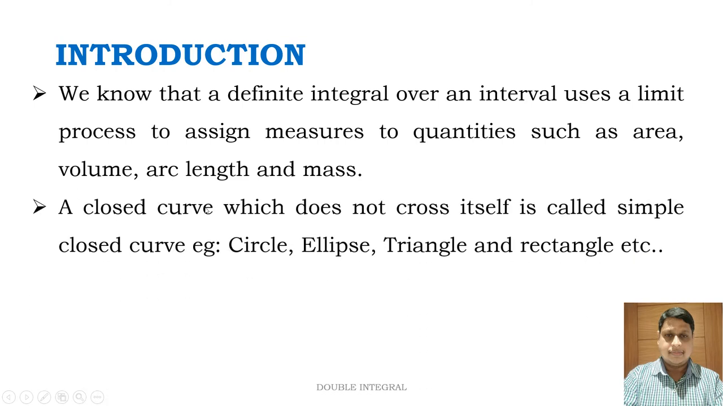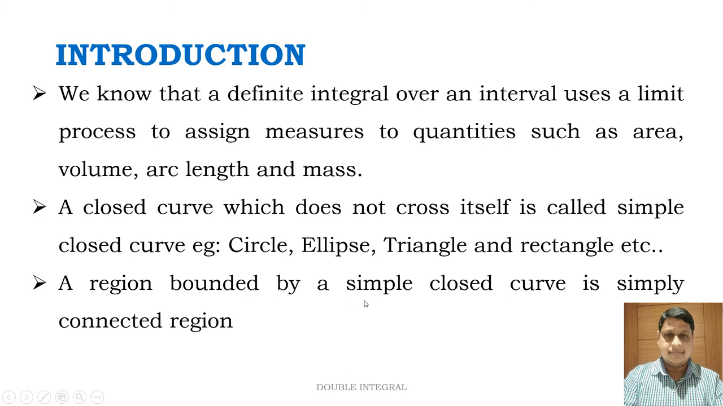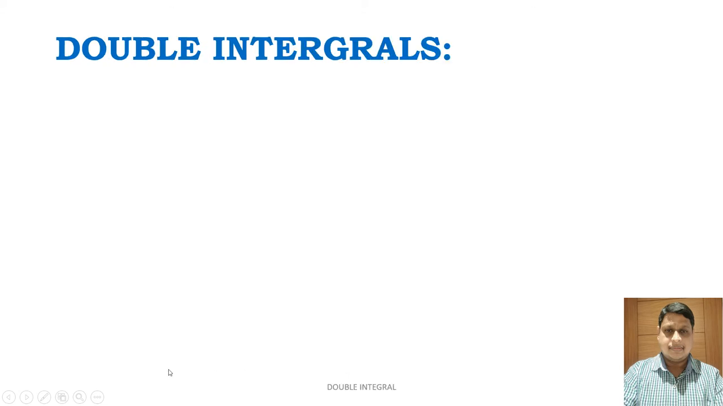A closed curve which does not cross itself is called a simple closed curve. Examples: circle, ellipse, triangle and rectangle and so on. A region bounded by a simple closed curve is a simply connected region.